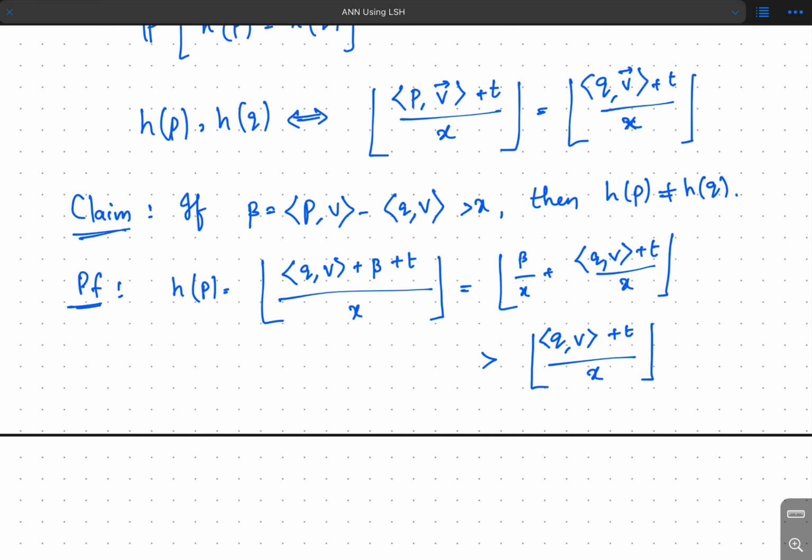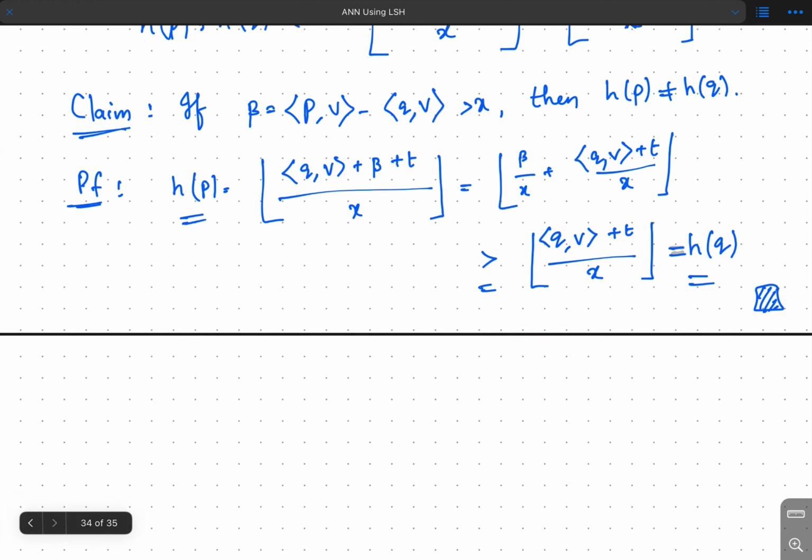And so is that always true? Let's say this is 0.9 or something, and this is 1, or in the worst case, just 1. Then the ceiling will be 1, whereas the ceiling of 0.9 will be 0. So this will always be strictly greater than this value, which is nothing but h of q. So h of p is strictly greater than h of q, so h of p can never be equal to h of q.